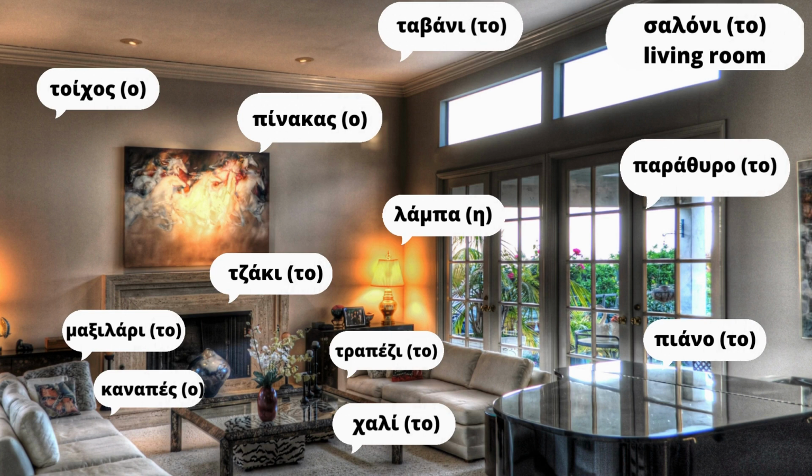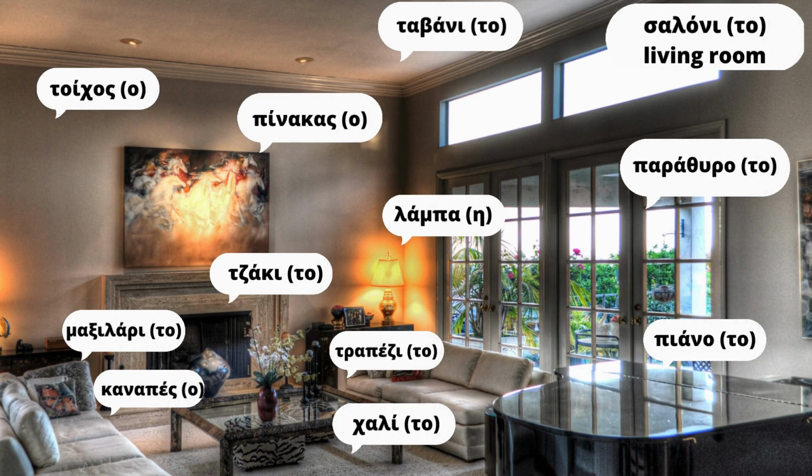We also have a lamp here, and it's a quite similar word in Greek. Lamba, lamba, and it's a feminine gender. I lamba. Usually there is a sofa in the living room, so of course I have put this word in Greek as well. Sofa in Greek is called kanapes. O kanapes. It's a masculine gender. O kanapes.